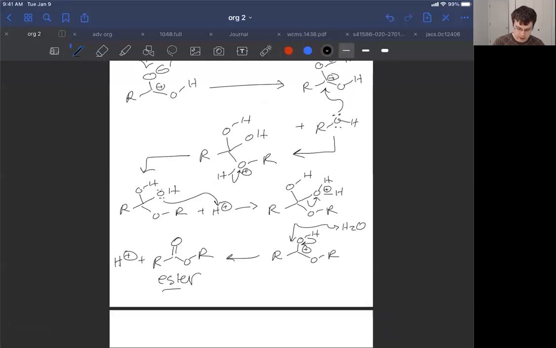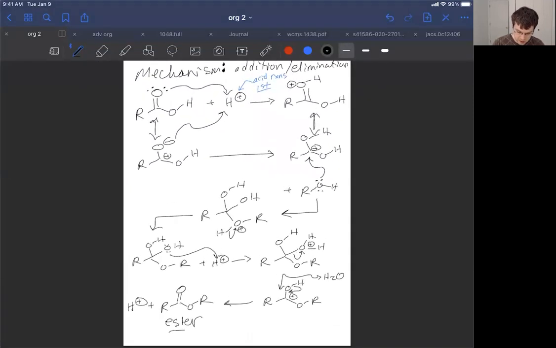It looks like a lengthy mechanism, but it follows the trend that we're going to see with this module, where we first start with an addition, and then we finish with an elimination, where we add something and then eliminate something. Add the nucleophile, eliminate the leaving group. Add the nucleophile, eliminate the leaving group, addition, elimination. We're going to see this over and over again.